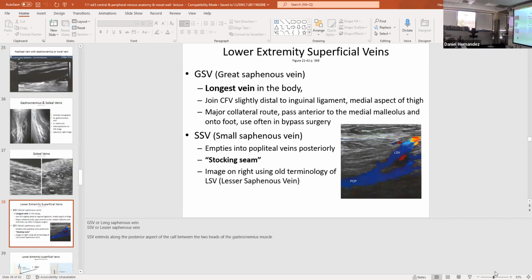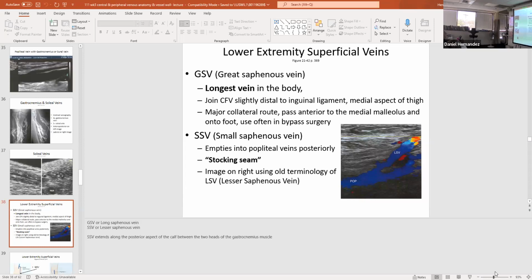You might also see the great saphenous vein referred to as the long saphenous. You might see that as another name for that vessel. This GSV, the great saphenous vein, is the longest vein in the body. It runs all the way from the groin, where it joins into the common femoral vein, all the way down the medial aspect of the leg. So it's the inner part of the leg, inner part of the thigh, and goes all the way down anterior to the medial malleolus and onto the foot. Depending on the size of the person, you can imagine how long this vein really is.